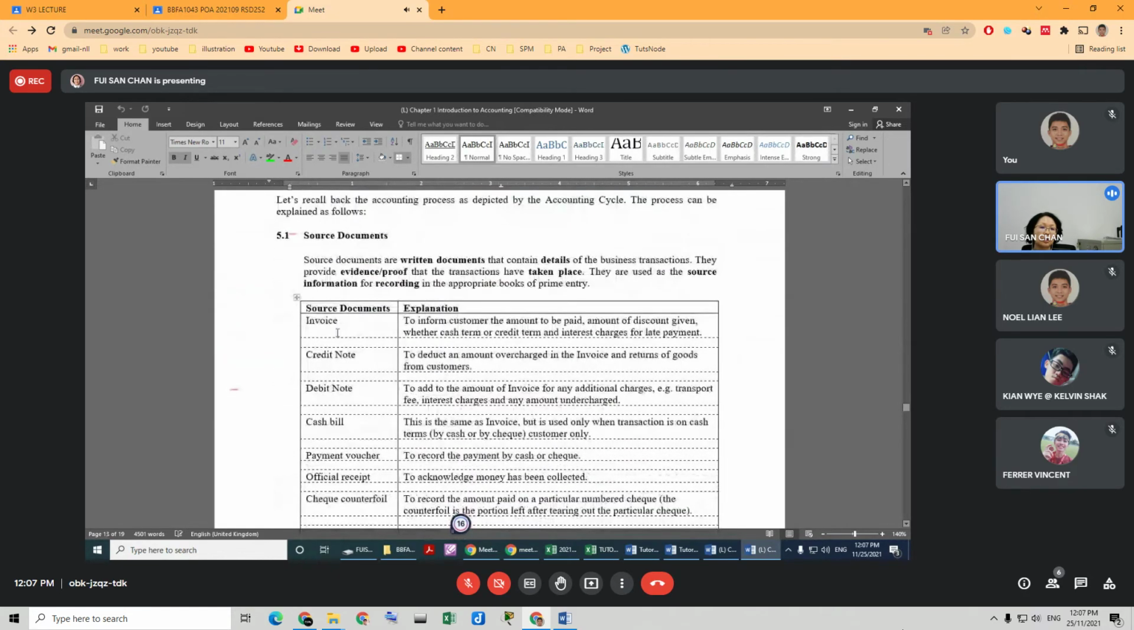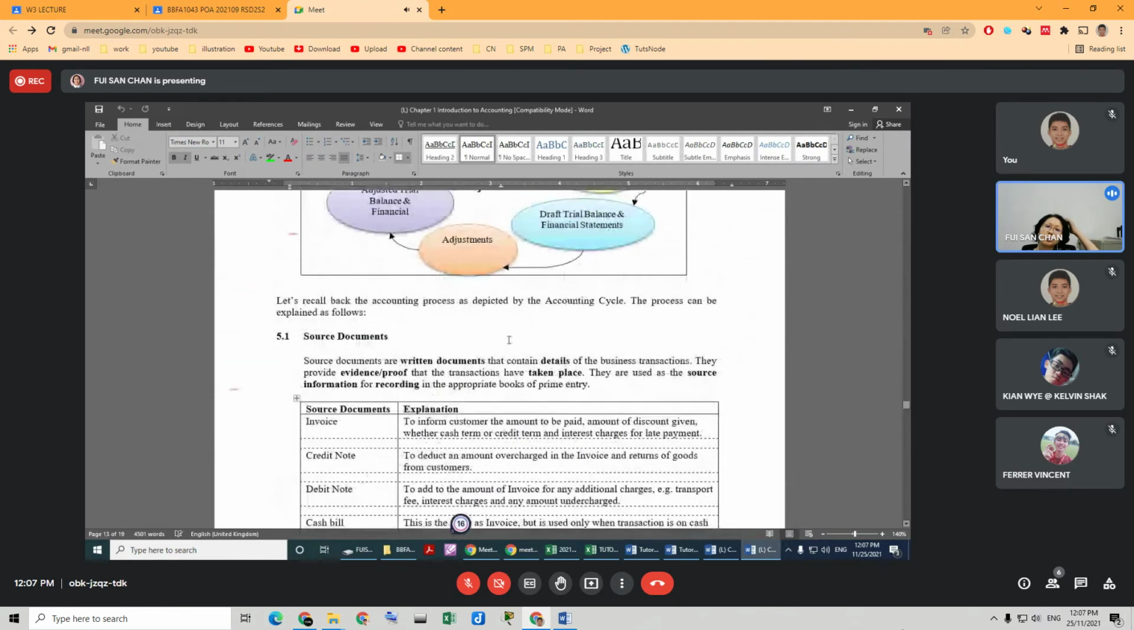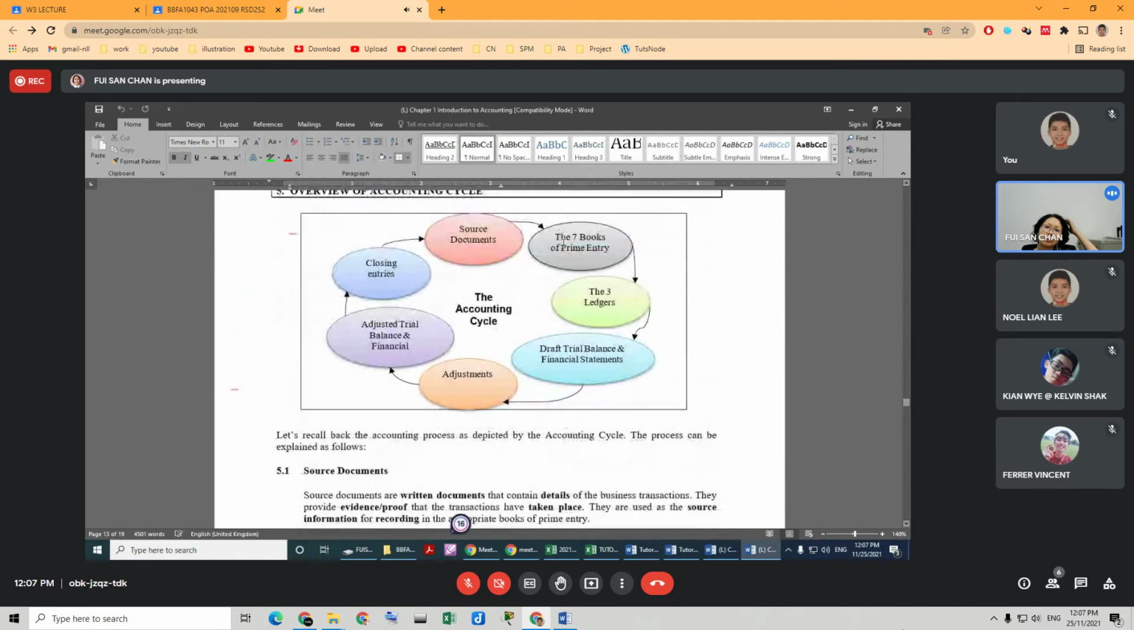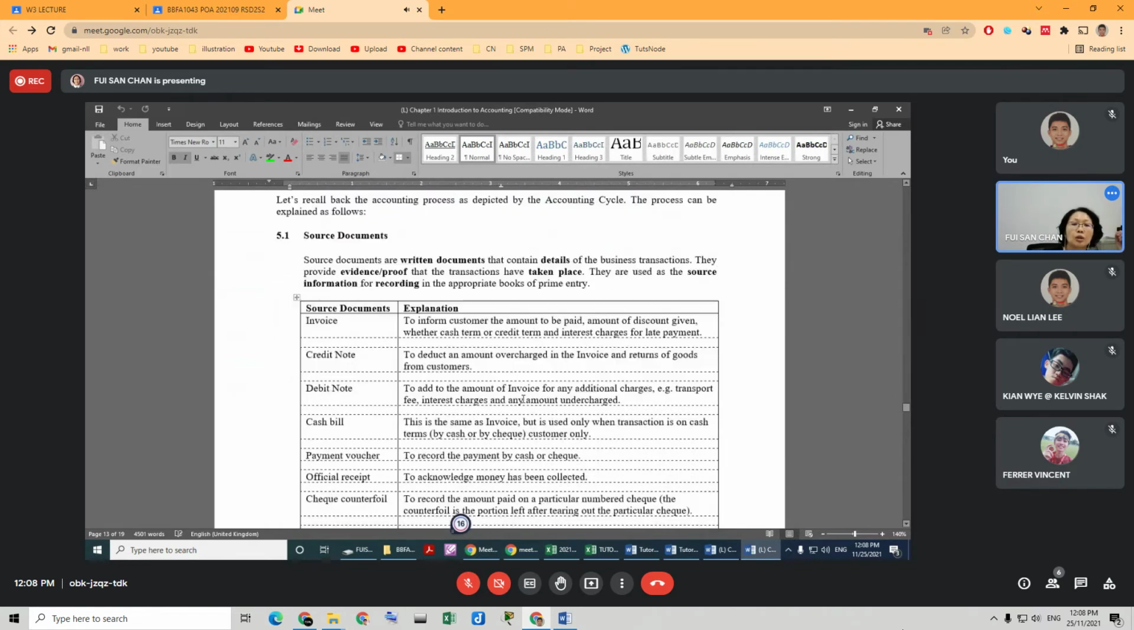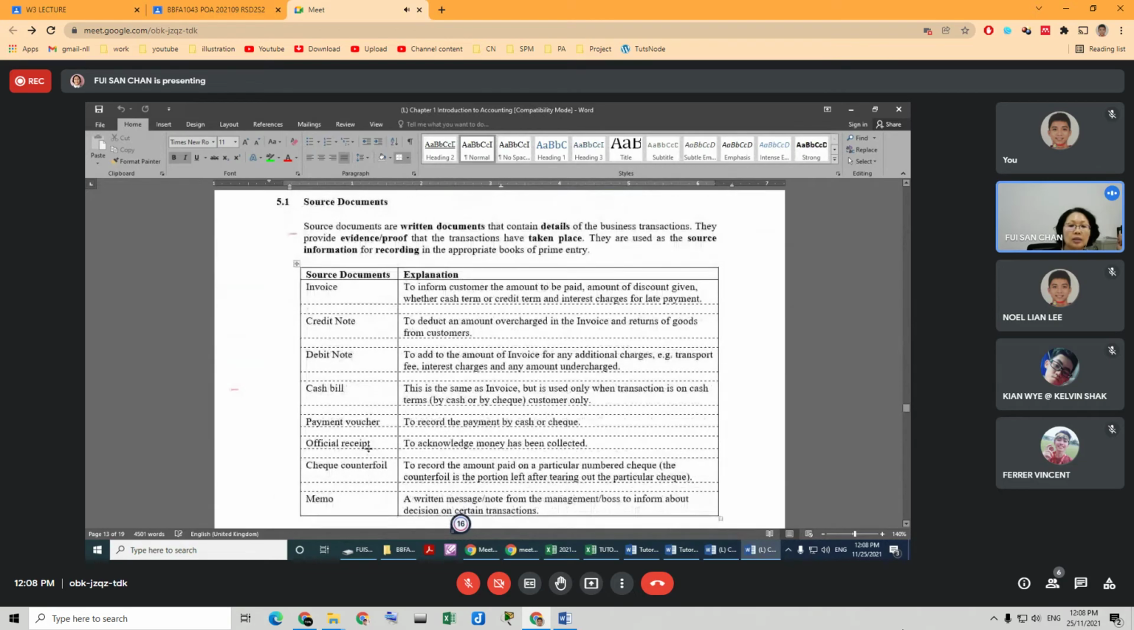This is your source document. So we start from source document, the first one, and then we return one cycle. Okay, so that is considered like you've done 1 month accounts or you've done 1 year accounts. So your invoice, credit note, debit note, cash bill, payment voucher, receipt, official receipt, check counter form.